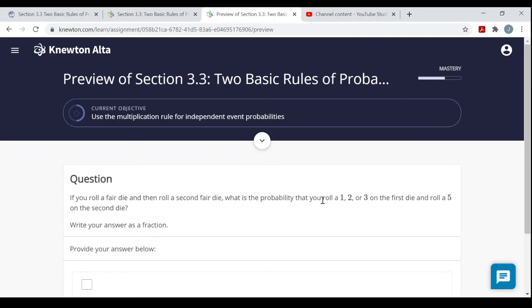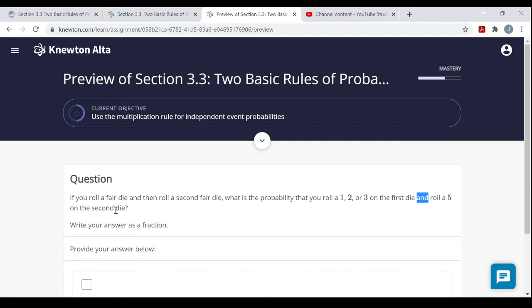What is the probability that you roll a 1, 2, or 3 on the first die? Well, that would be a half, right? 3 out of 6, a half. And so I see probability of A and B. I'm doing multiplication here, right? "And" is an indication for multiplication, "or" is an indication for addition.